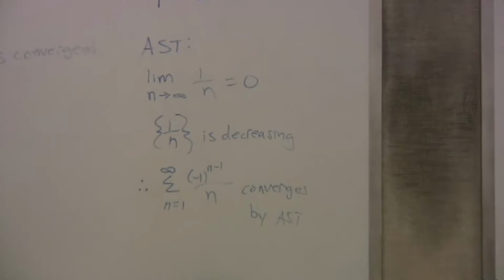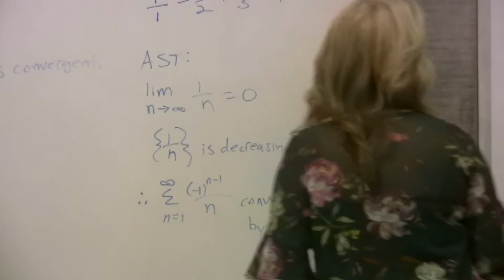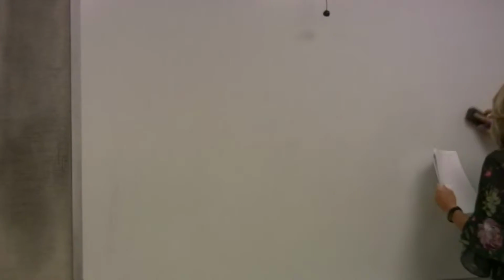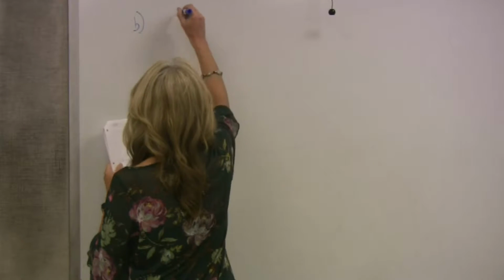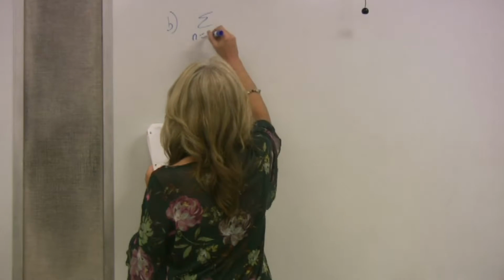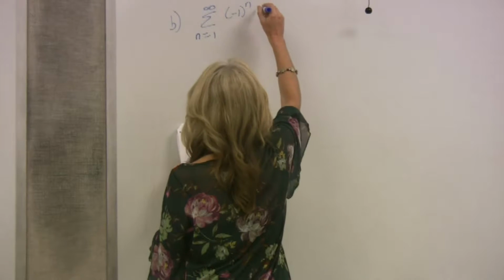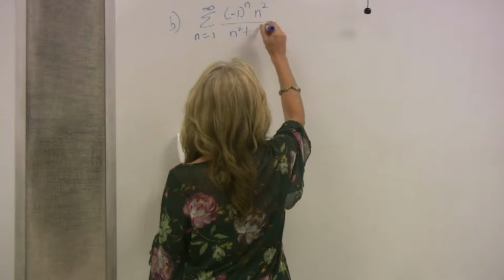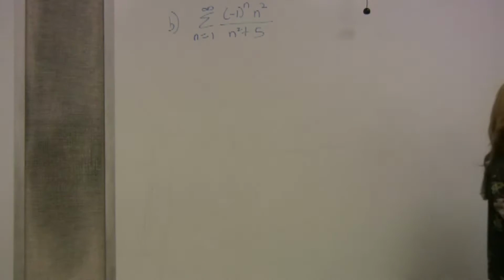What about B? One B, same question, wants to know if this series, n equals 1 to infinity of -1 to the n over n squared plus 5. We want to know if that one converges or diverges.